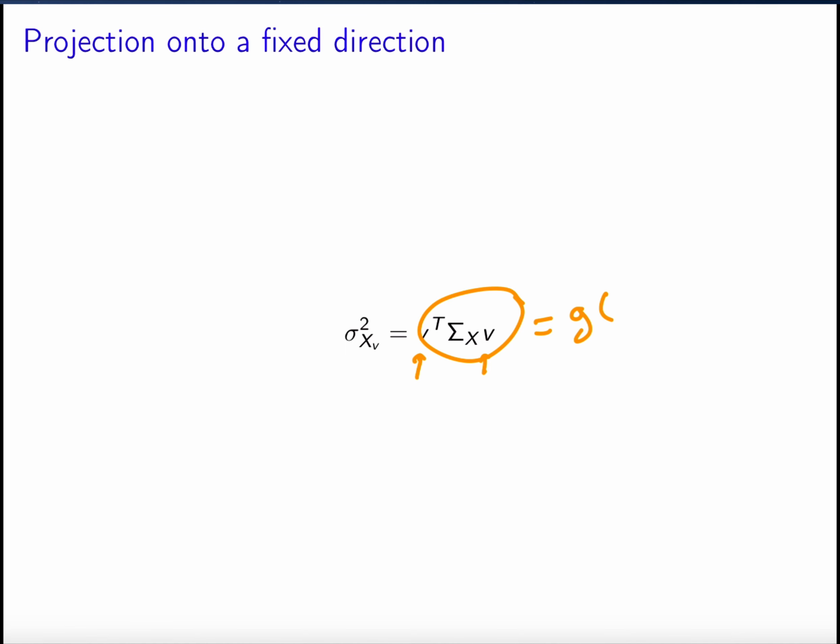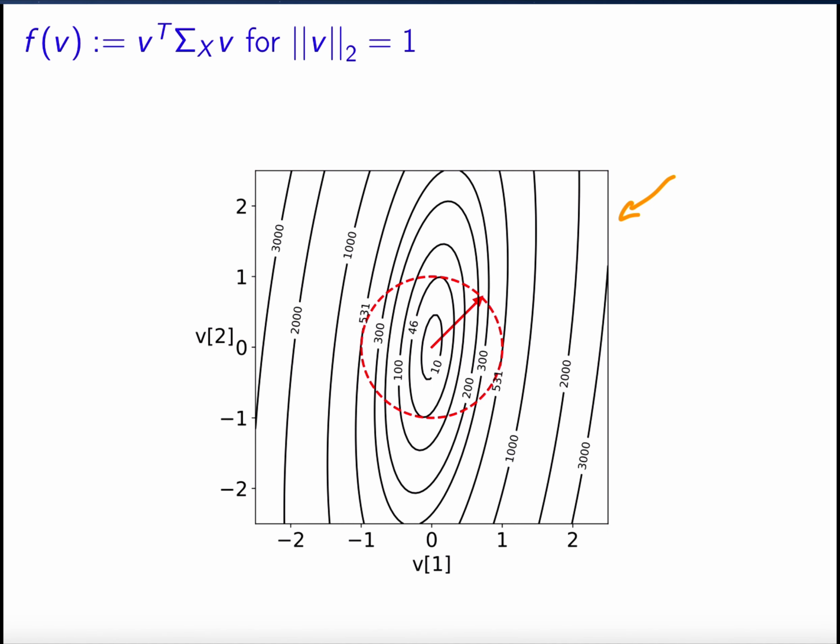If we consider arbitrary directions, then these contour lines give the values of this quadratic function as a function of v. When you plug in a vector v, you get the sample variance in that particular direction, and these contour lines give you the values. So on this ellipse, for example, the sample variance is 2000, here it's 1000.